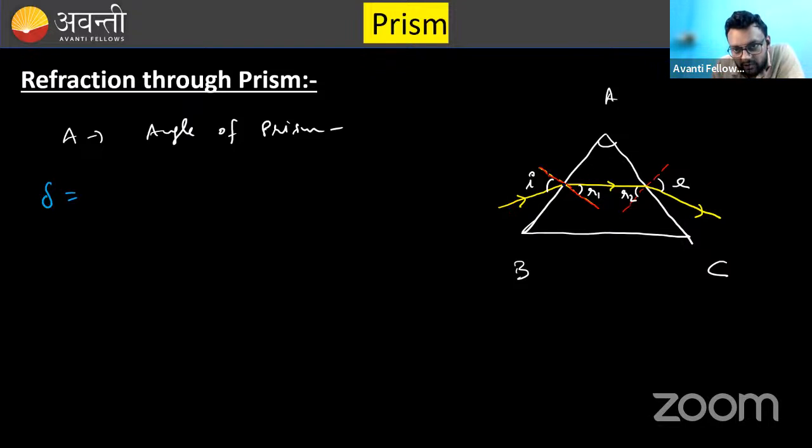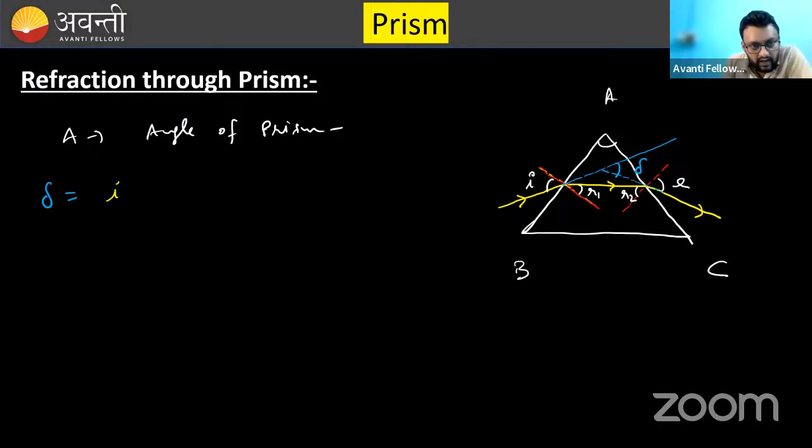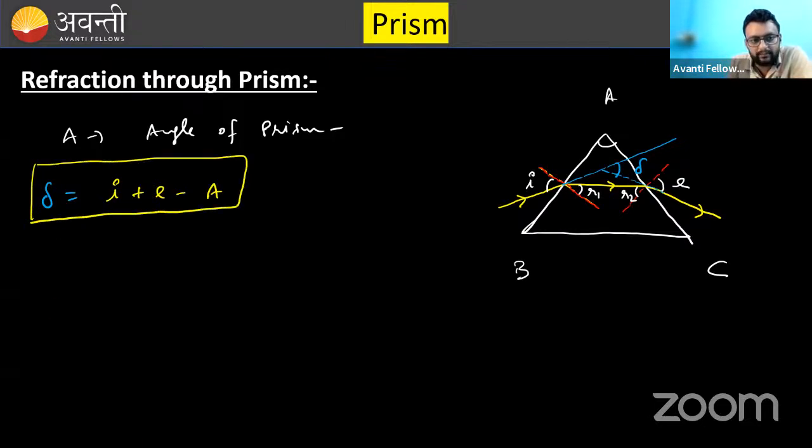The actual incident ray is moving in this direction. This is the actual ray. Finally, it comes out in this direction. So the angle made by the incident ray and the emergent ray is known as delta. This is the angle of deviation. And you will get a relation for this delta. Delta is equal to I plus E minus A. This is a very golden relation. Delta is equal to I plus E minus A, where I is the angle of incidence, E is the angle of emergence, and A is the angle of prism.